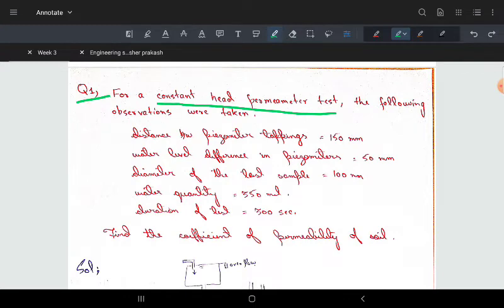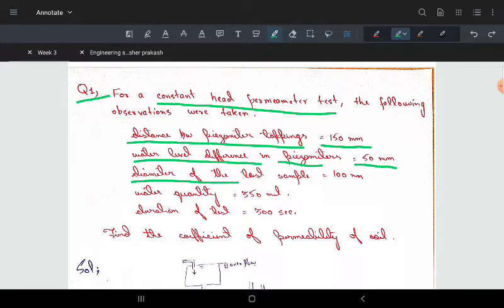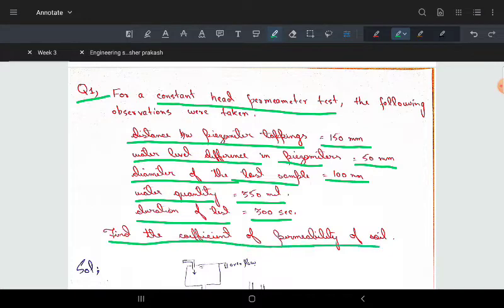So let me read the question first. For a constant head permeameter test, the following observations were taken. Distance between piezometric tappings is equal to 150 mm. Water level difference in piezometer is equal to 50 mm. Diameter of the test sample is equal to 100 mm. Water quantity 350 ml. Duration of the test 300 seconds. Find the coefficient of permeability of the soil. We have to find the K, that is the coefficient of permeability of the soil.